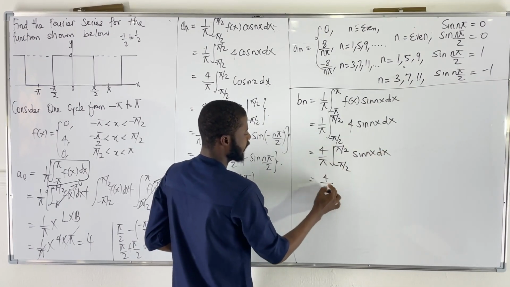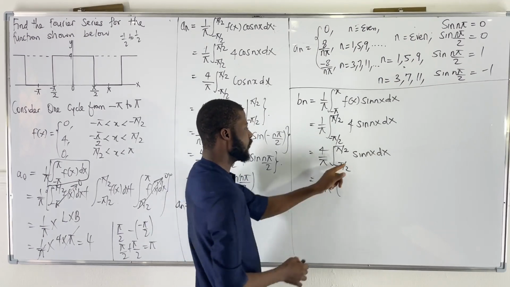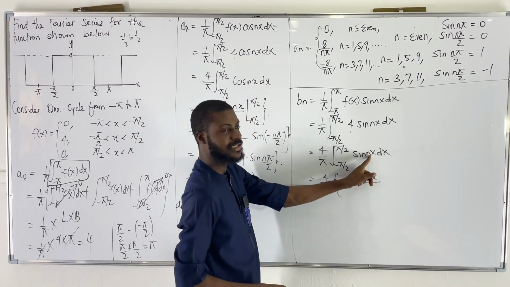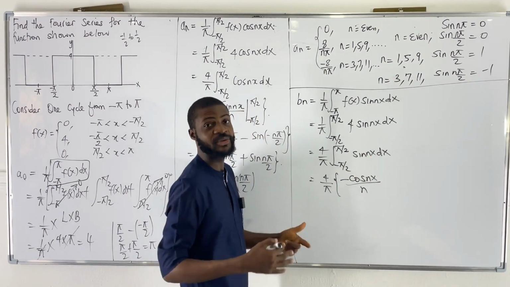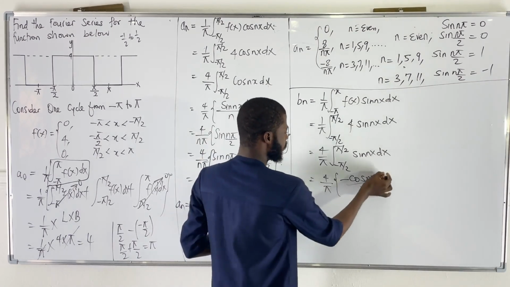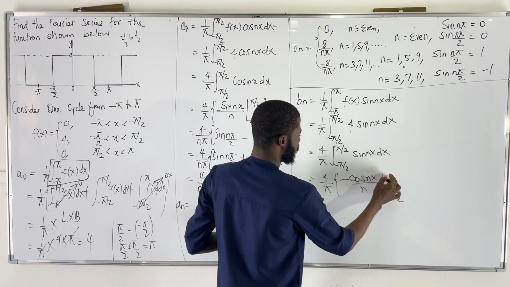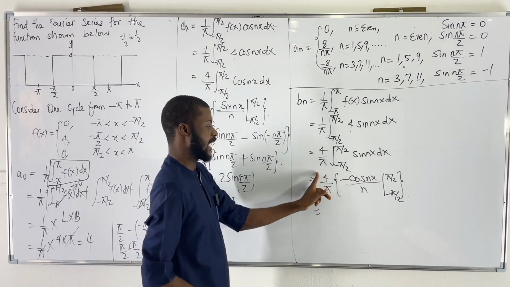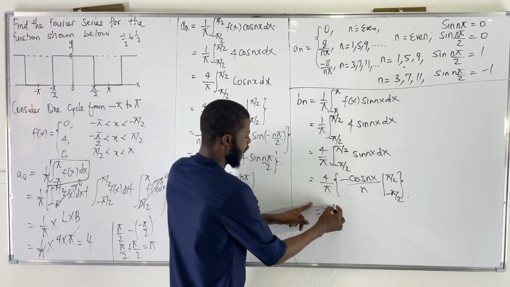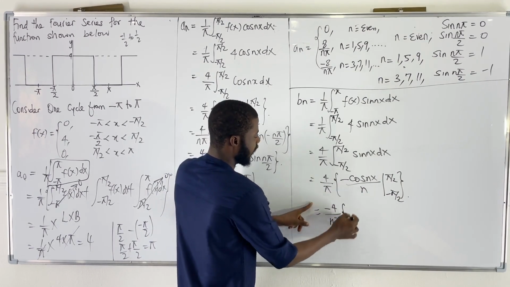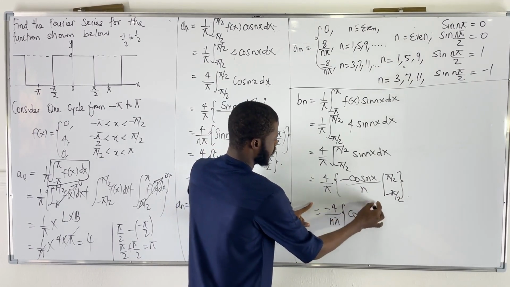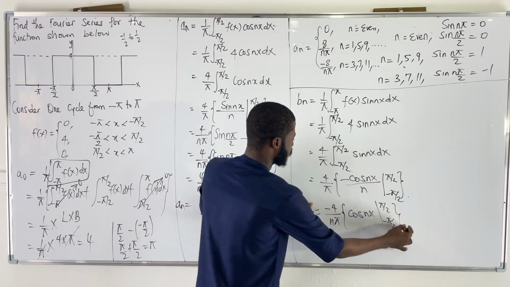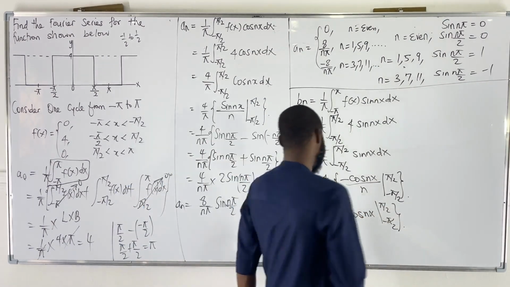So this is 4 over pi. Then if you integrate sine, you will get minus cosine nx, and then divide this by n, because you must always divide by the derivative. It's a must. Then you put in your limits, minus pi over 2 to pi over 2. So bring the minus and the n outside. This is minus 4 over n pi, and what is left is cos nx from minus pi over 2 to pi over 2. So now let's put in our limits.